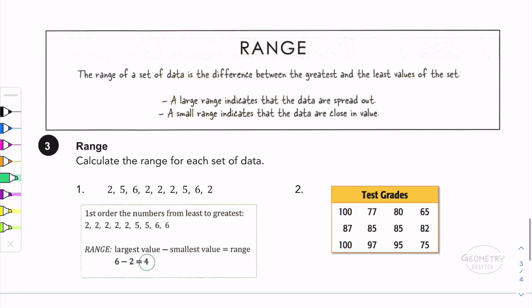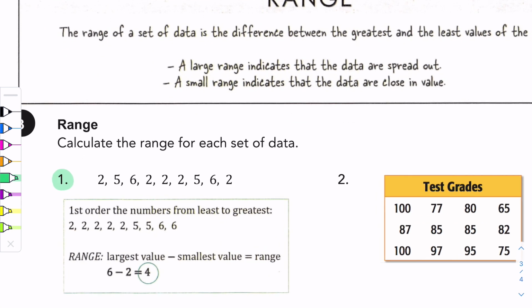Let's look at number 1, and then I'm going to have you do number 2 by yourself. Number 1, we have the data set 2, 5, 6, 2, 2, 2, 5, 6, 2. So I ordered the numbers from smallest to largest, and in order to find the range, I looked at the largest number of 6 and the smallest number of 2. I subtracted those to give me the range of 4. 4 is my final answer for the range.